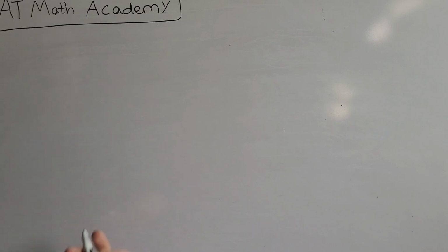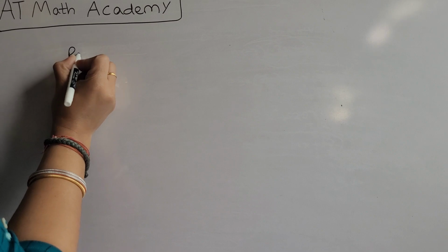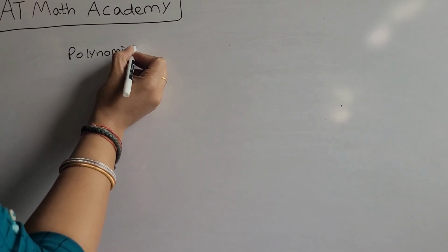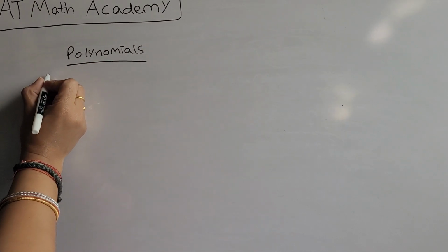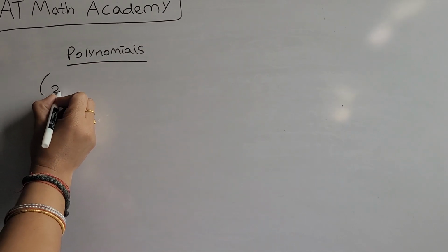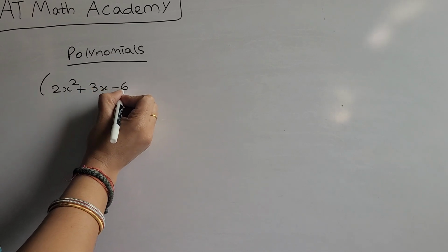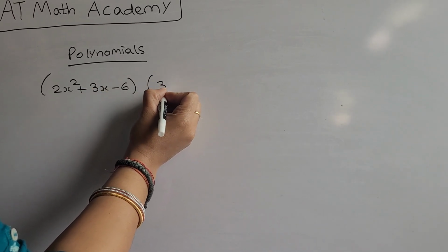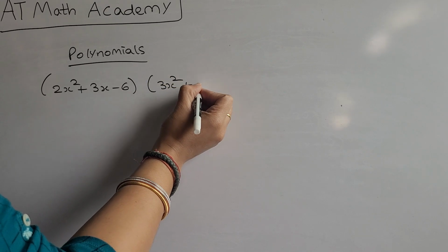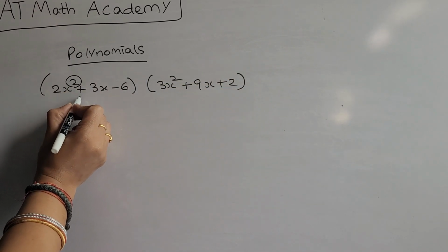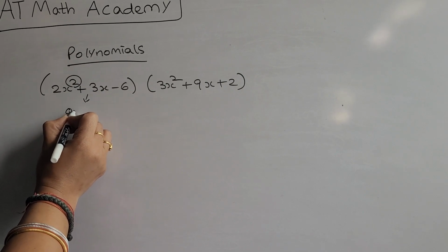Topic for today is polynomials. So we are taking two expressions and multiplying. The expressions are 2x² + 3x - 6 multiplied with 3x² + 9x + 2. Here the degree is 2, so this expression is called a quadratic expression.